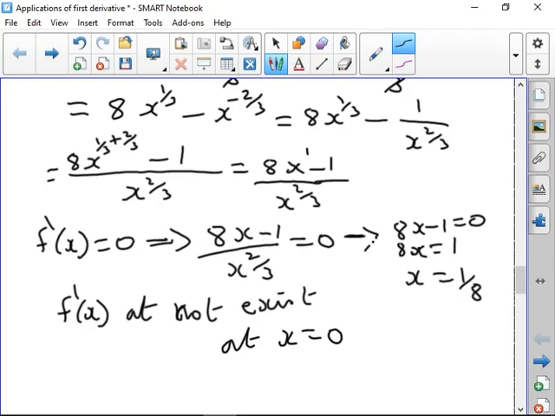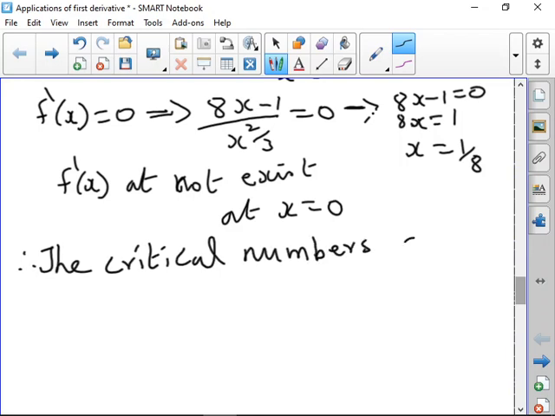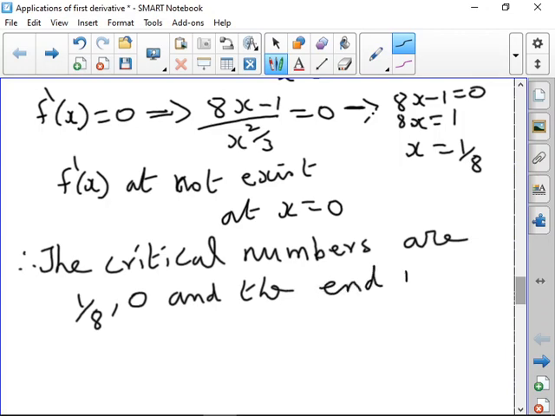So what are the critical numbers? Therefore, the critical numbers are 1 by 8, 0 and the endpoints. What about the endpoints? What is the given interval? The given interval is minus 1 comma 1. Okay, minus 1 and 1 are the end points.